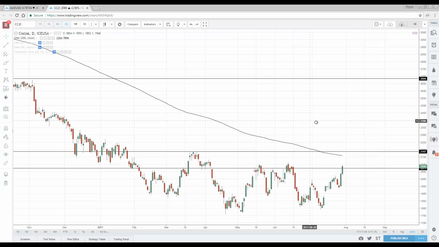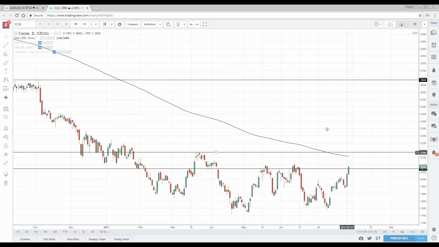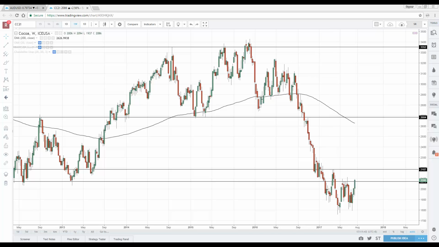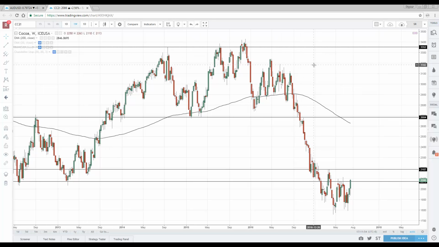So this is cocoa, another market worth watching. If you look at the weekly, the longer term trend is also down. You have a strong sell-off, it starts to consolidate, and hey, who knows? If the trend is your friend and it does continue, you can expect lower prices to come on cocoa. So that's all I have for you in this week's market analysis.